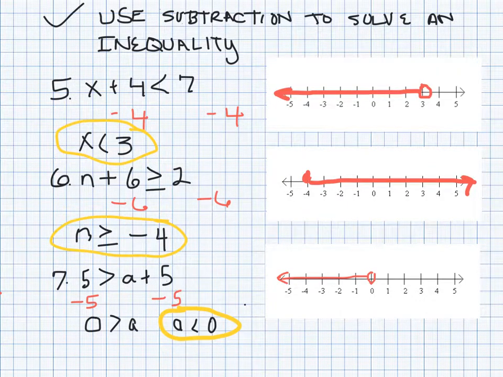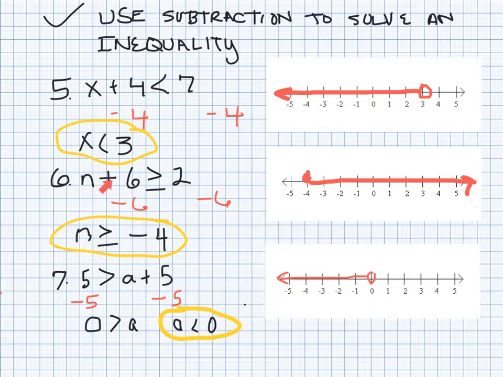So let's look at some checkpoint questions. We're going to use subtraction to solve an inequality. So we have x plus 4 is less than 7. And we subtract 4 from both sides, and we end up with x is less than 3. It doesn't have an equals with it, so it's an open circle, and all the solutions are going to the left, all the numbers going to the left.